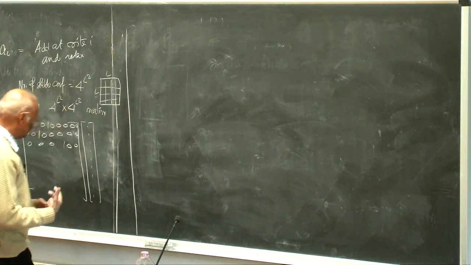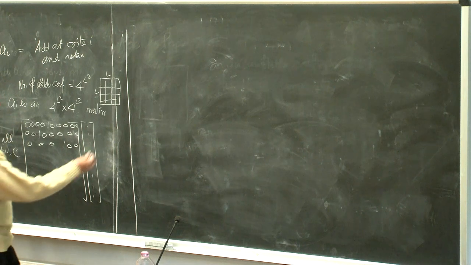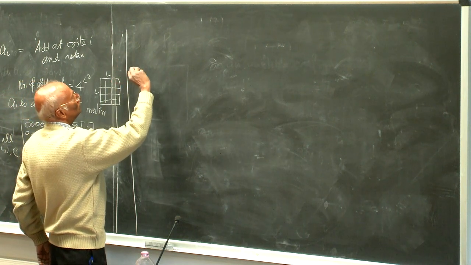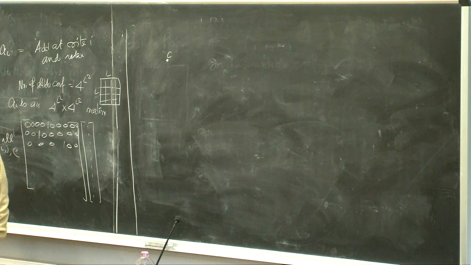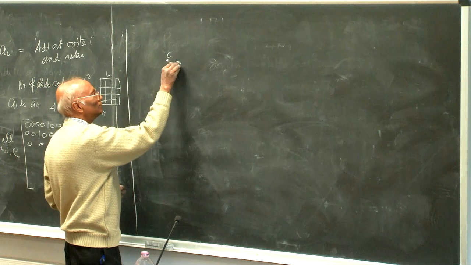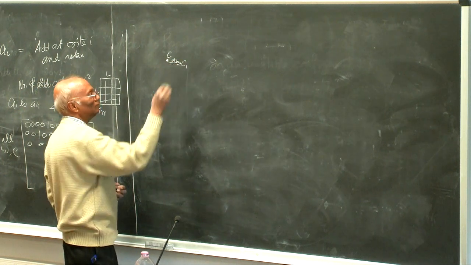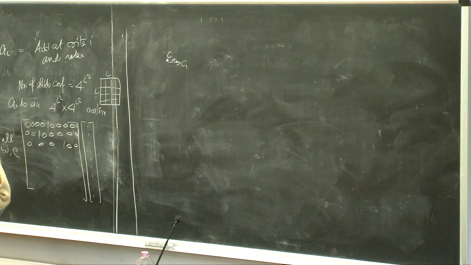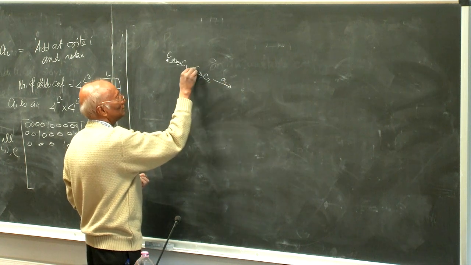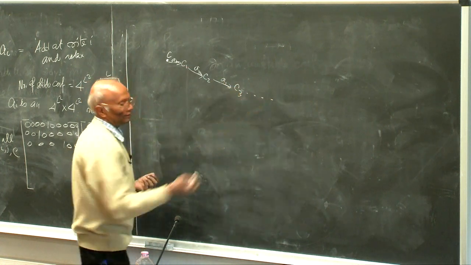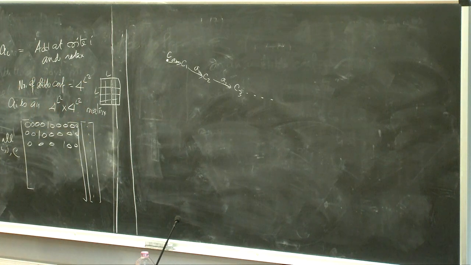Firstly, suppose I start with some configuration C and I apply the addition operator at site I. So I get to another configuration. By applying A_I, I get C1. Then I can apply A_I again on this one, I get C2. Then apply A_I again, I get C3, and keep on doing this. So what will happen? Well, the space of allowed configurations is only finite.